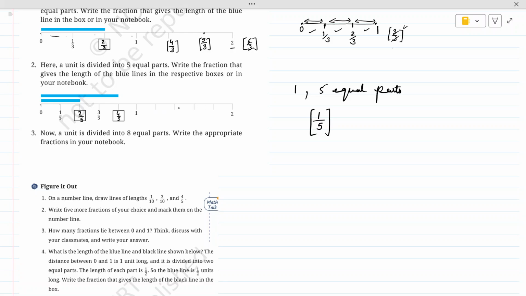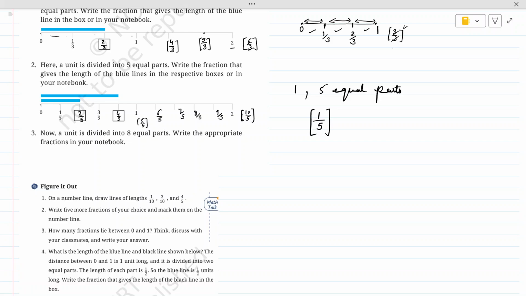Let us also write this. This will be 5 by 5. That's why it is 1, right? Because it will be 5 by 5, and if you divide, you will get 1. Next, 6 by 5, 7 by 5, 8 by 5, 9 by 5, and this is 2, which can also be written as 10 by 5, because if you simplify, this will become 2. Okay, so this is how we have to draw the fractions on the number line.